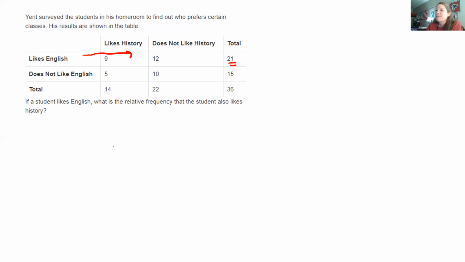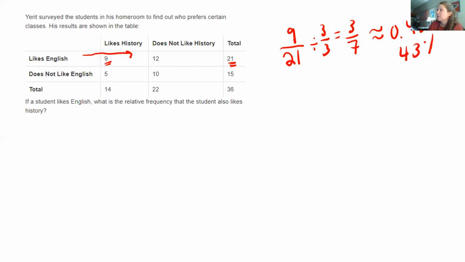Okay, so our denominator is going to be 21 on this one. And then it says, what is the relative frequency that this student also likes history? So we're talking about these 21 students that like English. How many also like history? Well, 9 of them like history out of 21. So we can simplify this, right? These are both divisible by 3. So we're going to write 3 out of 7, which is simplified. And then we can divide 3 by 7 and we get about 0.43. And we can round that to about 43%.